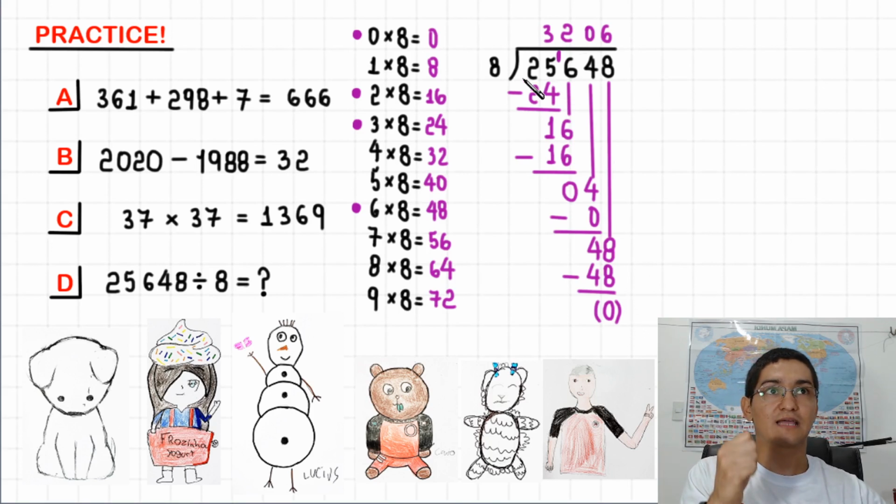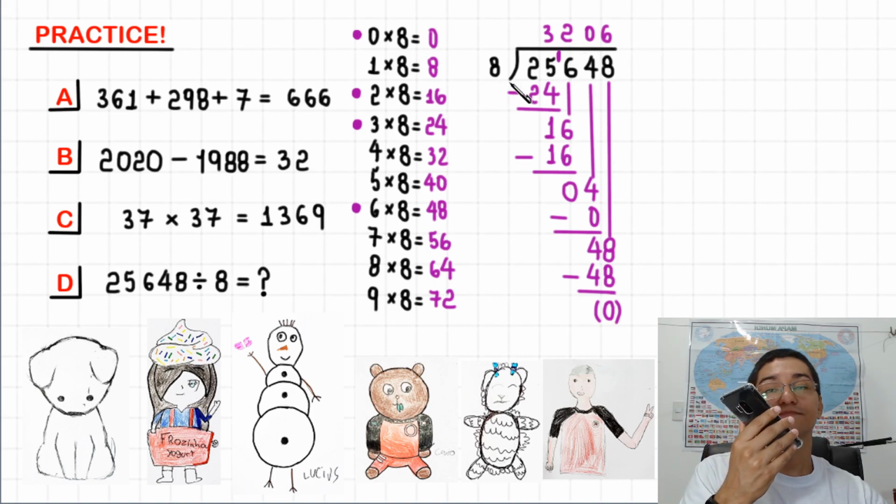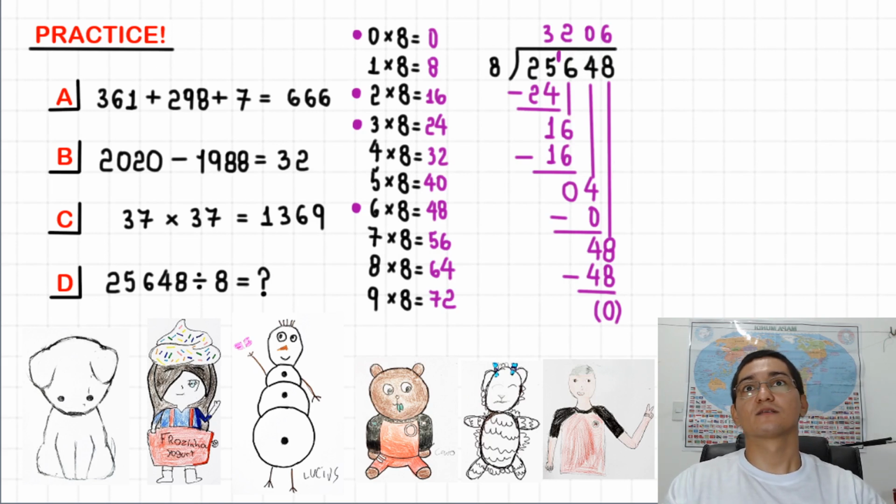We can now say that 25,648 divided by 8 equals 3,206. Let's check with Google Assistant. What is 25,648 divided by 8? The answer is 3,206. We got it!